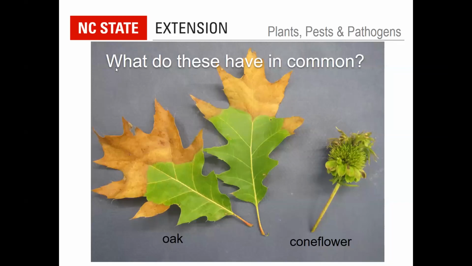All right, my introduction to the bolo question here is, what do these two situations have in common? So we've got some oak leaves with the margins and tips drying out, and then we've got coneflower where the flower has turned green or developed green, and even some of what should be flower structures look like little leaves there. So what do these two have in common? Anybody want to take a shot at that?